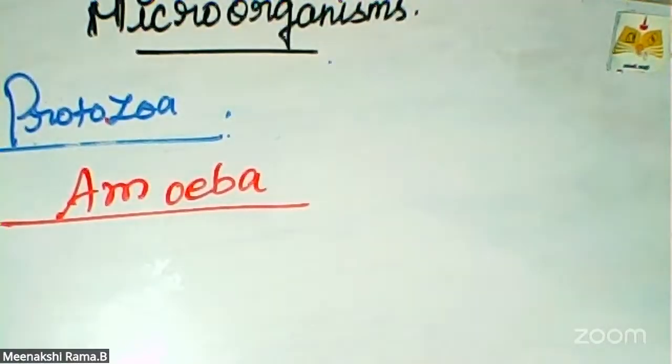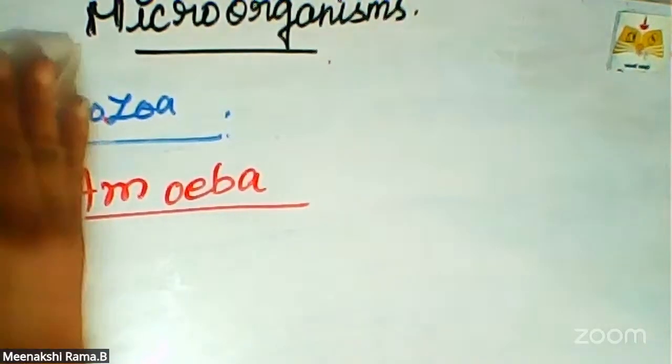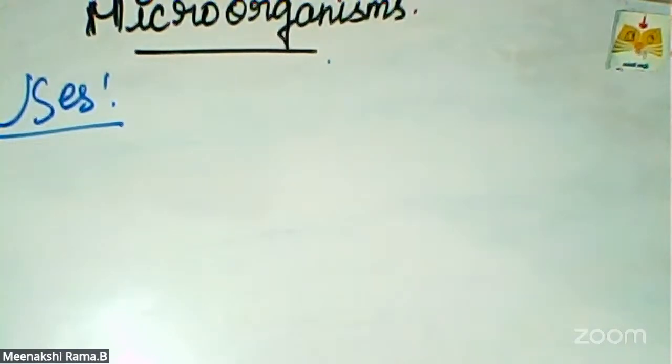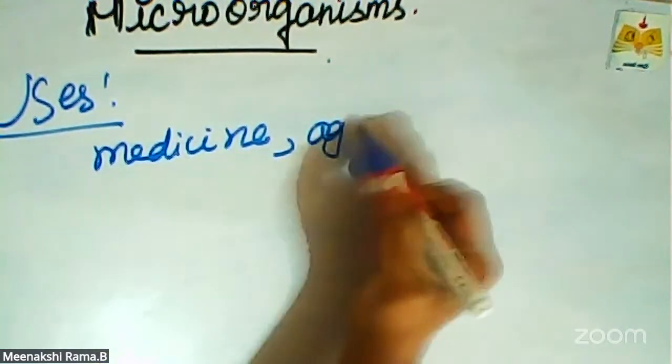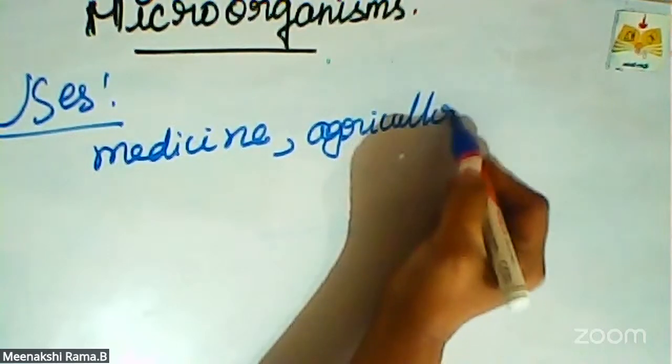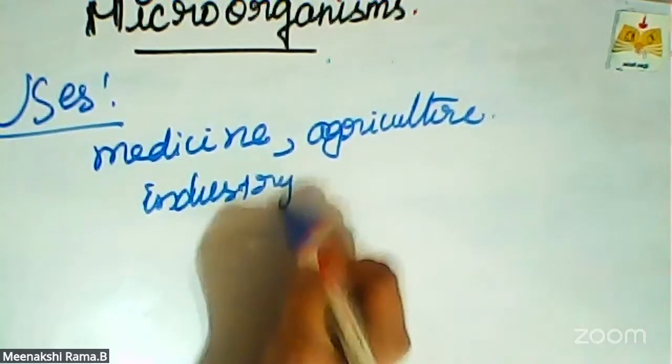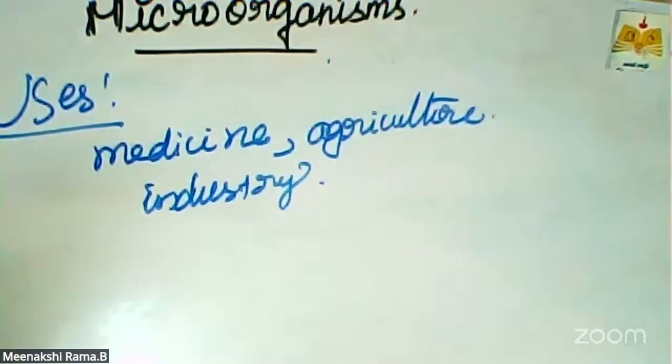Okay, next heading is uses of microorganisms. What are the uses of microorganisms? There are different kinds of uses. Microorganisms are useful in different fields such as medicine, and then agriculture, and then industries. So microorganisms are used in these areas. What are they? Medicine, agriculture, and then industries.